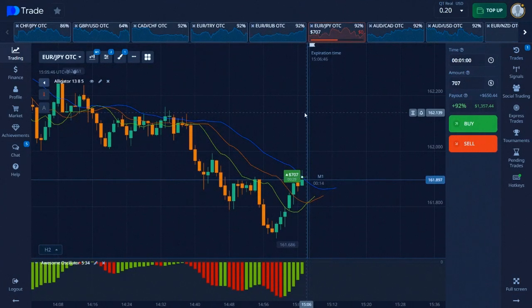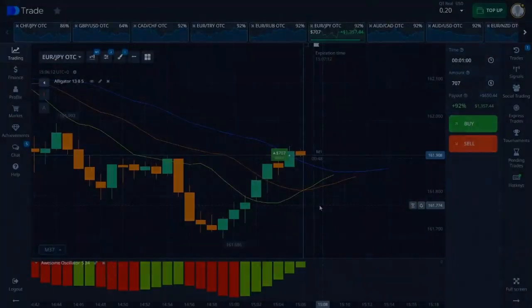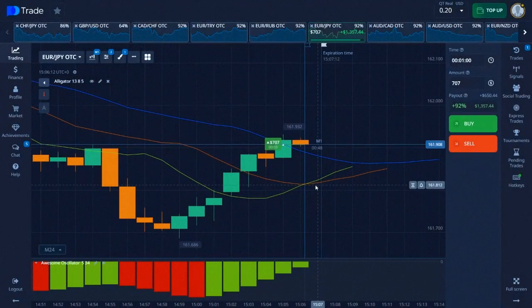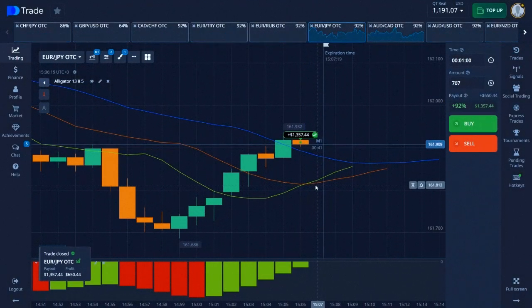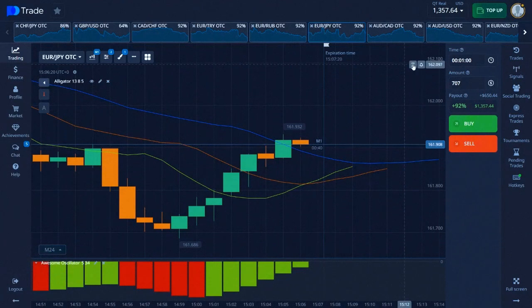So, friends, $1,357 on our balance, an excellent result. Such a simple strategy, such a simple trading we have.